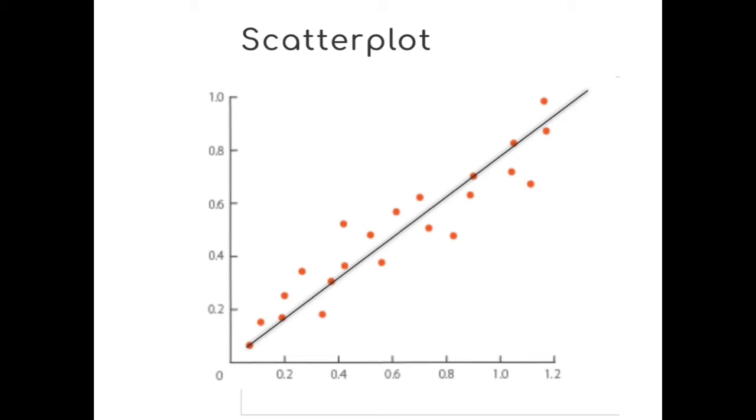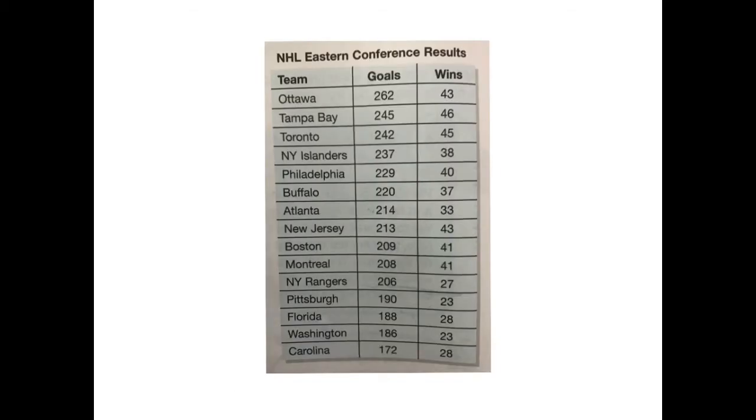We are going to explore the scatter plot through a context question. And my context question is going to revolve around the NHL Eastern Conference results. What we have in front of us is the results of the NHL Eastern Conference from a previous season. So we have all of our teams lined up along here, the number of goals from each team, and the number of wins of each team.